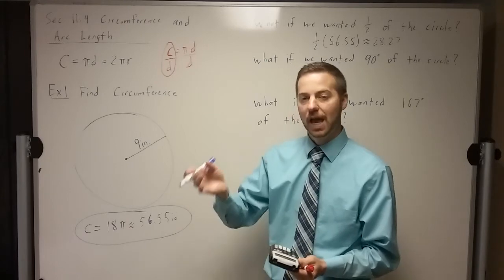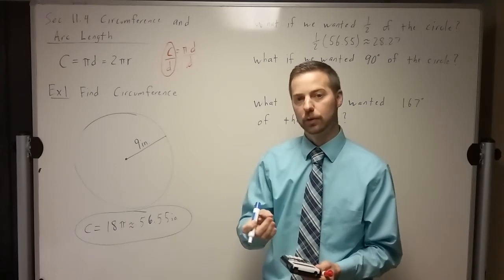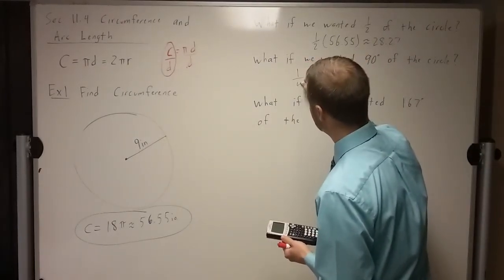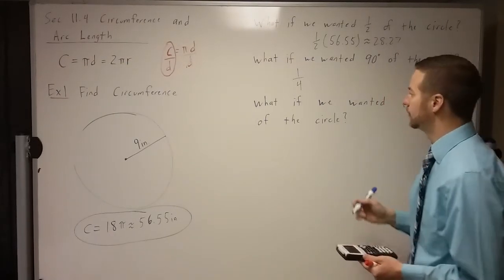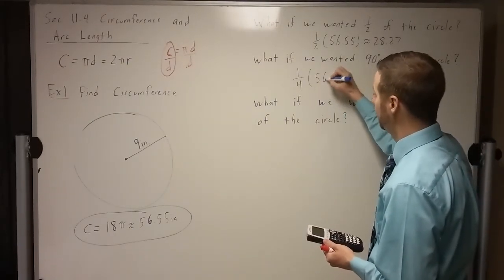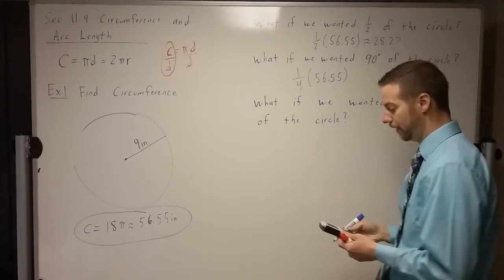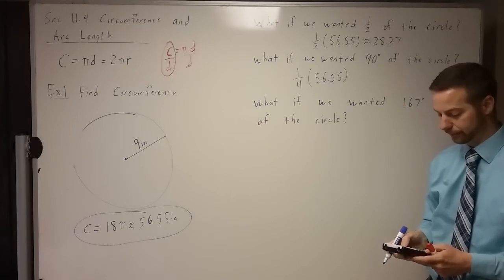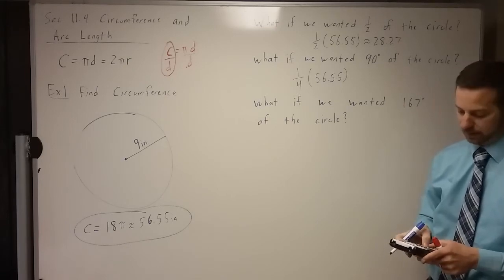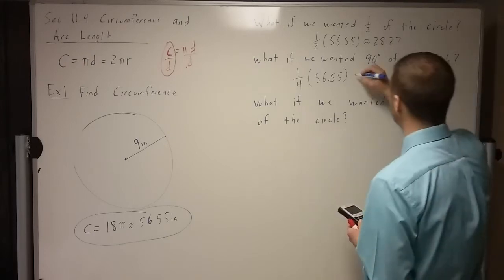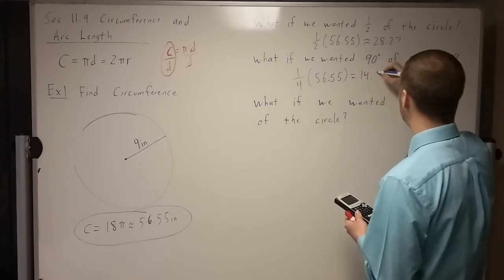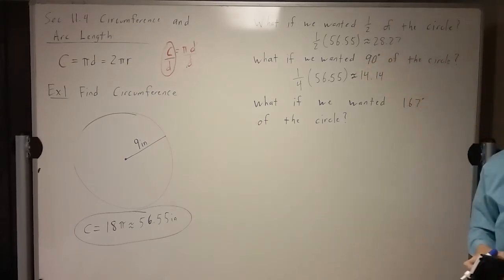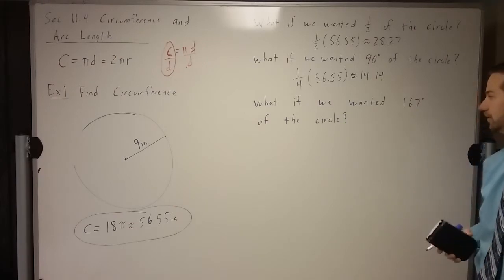If the whole thing's 360 and we're using 90, what fraction of the circle are we using? So 90 out of 360 is the same as 1/4. And so basically we want 1/4 of the circle, or 1/4 of that 56.55. So I'm going to do 1/4 of that answer, and that comes out to approximately 14.14. That's if we use a quarter of the circle, or in other words, 90 degrees of the circle.